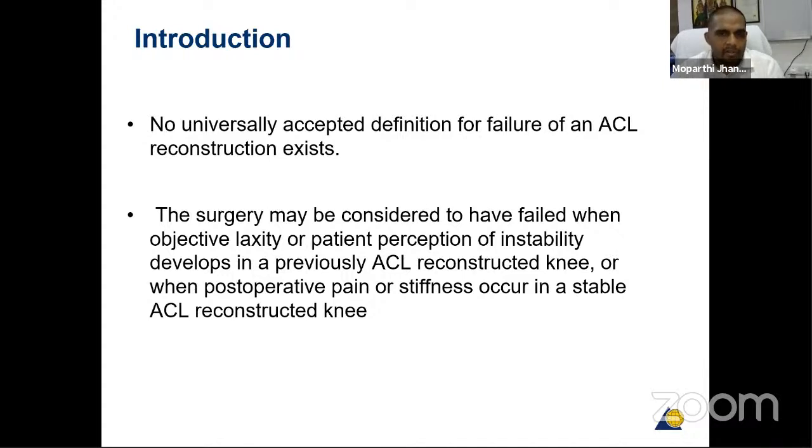Today my topic is revision ACL techniques and its principles, when to do and when not to do. If you come to the definition, there is no universally accepted definition for the failure of an ACL reconstruction because it is multifactorial. It may be considered to have failed when objective laxity or a patient perception of instability develops in a previously reconstructed knee, or when postoperative pain or stiffness occurs in a stable reconstructed ACL knee.